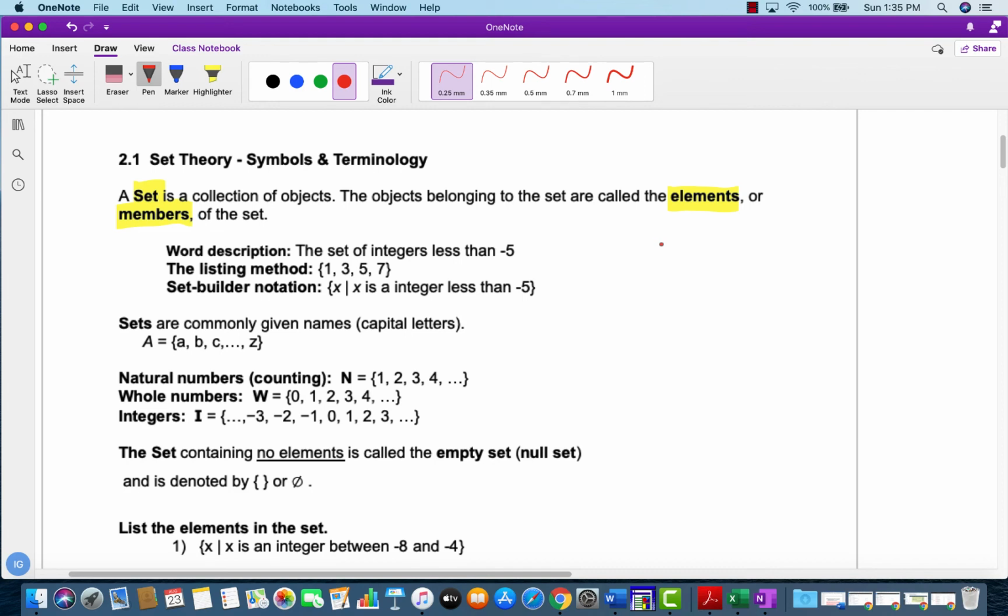Alright, this is section 2.1. In this section, we're going to learn a lot of symbols and terminology for the chapter. So let's jump right in.